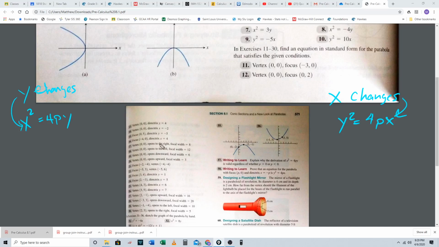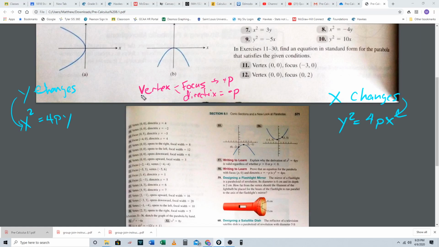Now, the only thing left to determine is the p-value. So, two things here, and so we're going to write this down. Two things for the p-value. If we're given the vertex and either the focus, or the directrix, this will give us positive p, this will give us negative p. Okay, if we're given vertex and focus, we can find positive p. If we're given vertex and directrix, we can find negative p.